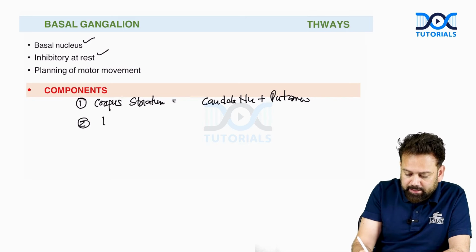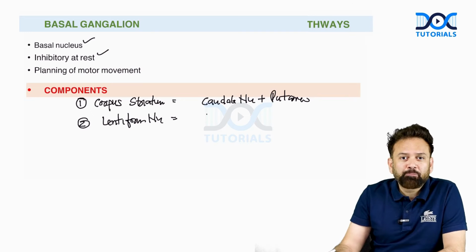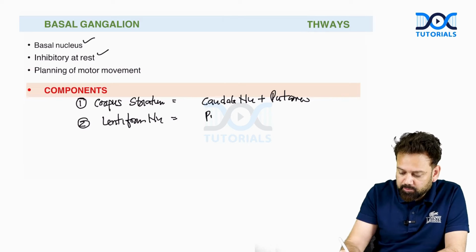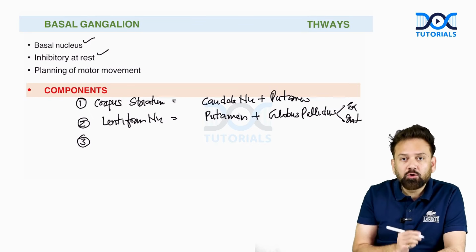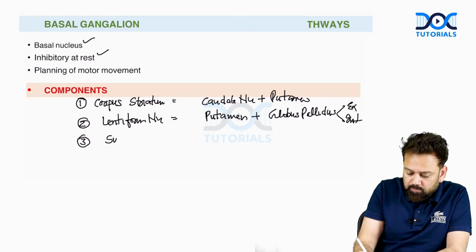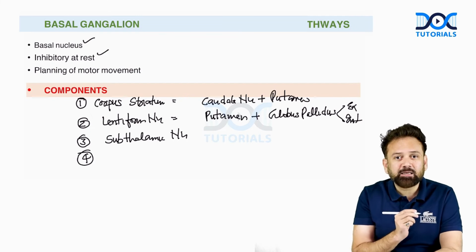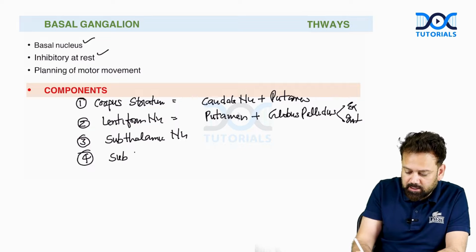Number 2, lentiform nucleus. The second component is the lentiform nucleus. The power of your lens will increase when you prepare for your PG examination. PG: P is putamen, G is globus pallidus. It has two components, globus pallidus externus and internus. Third is a nucleus which is below the thalamus, and the nucleus which is below the thalamus is called the subthalamic nucleus. And fourth, a black substance. Do you know that black substance in the midbrain? Substantia nigra.